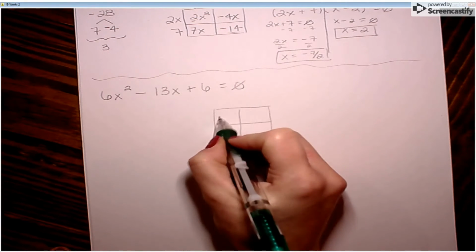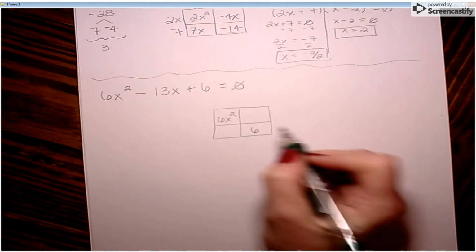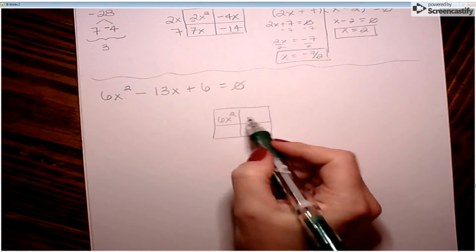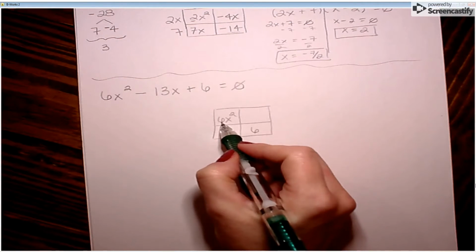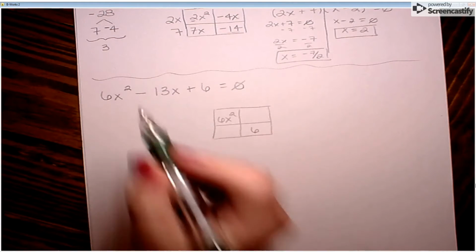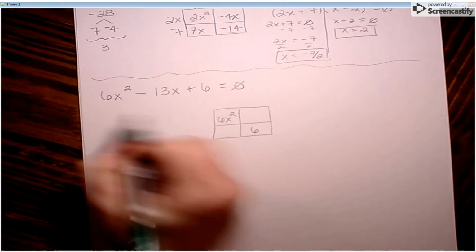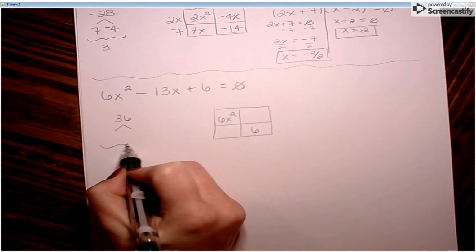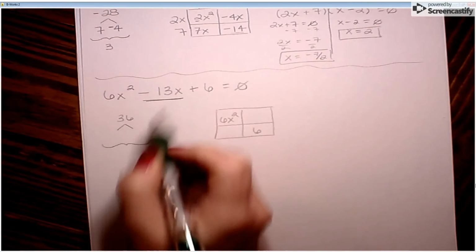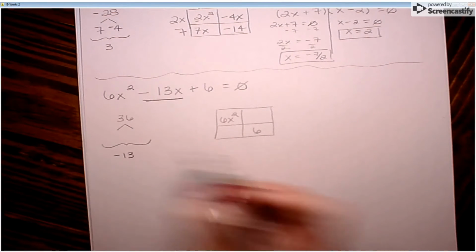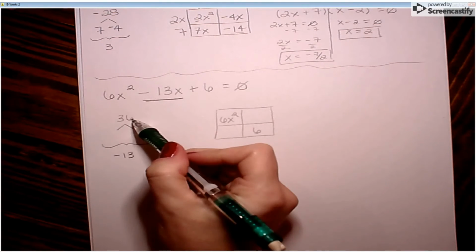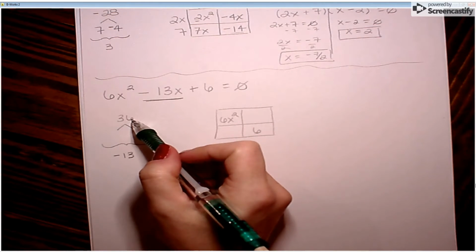So here I have 6x squared and 6. Because this is a case where I have a leading coefficient, a number out in front of x squared, I do have to break down 6 times 6, which gives me 36. And somehow these two things have to combine together to make my center term of negative 13. Well, if I did negative 6 and negative 6, that would multiply to get positive 36, but that would only combine together to make negative 12.